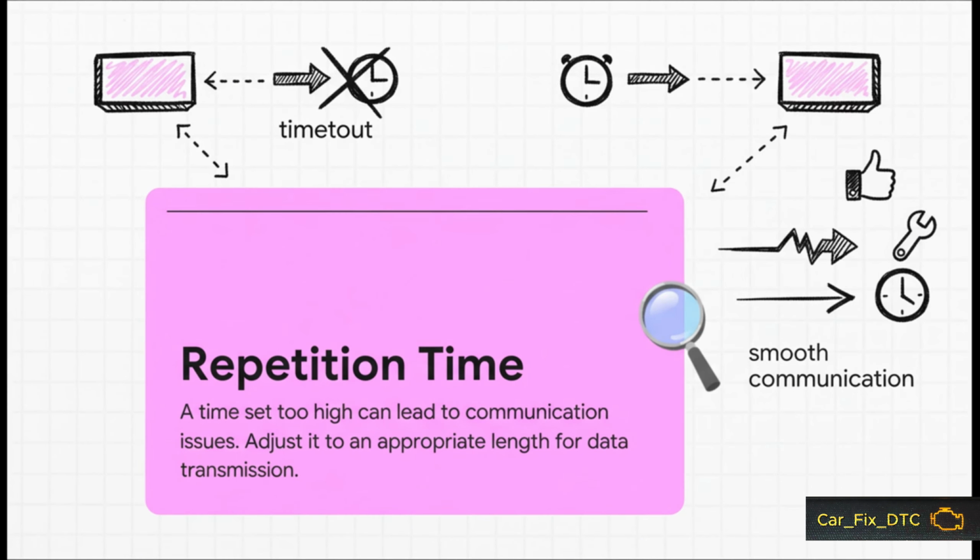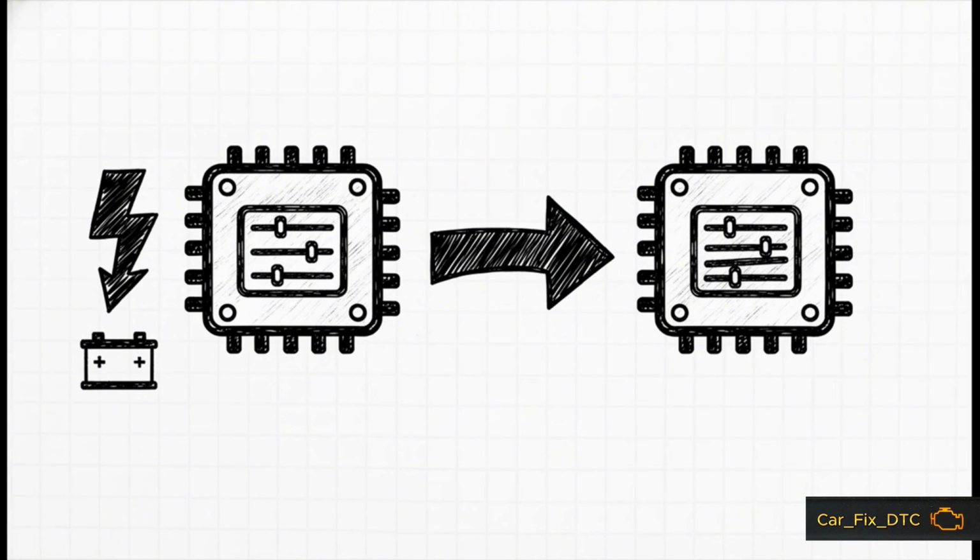So, what is repetition time? It's just the pause between messages being sent. If that pause is set for too long, the component that's waiting for the message kind of gives up. It times out. So, the fix is to go into the settings and shorten that pause so the conversation flows smoothly.